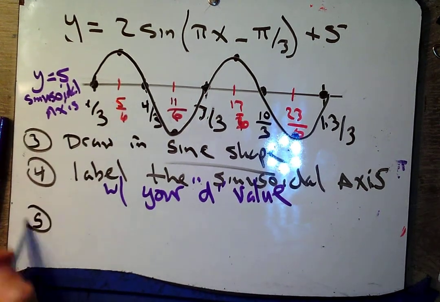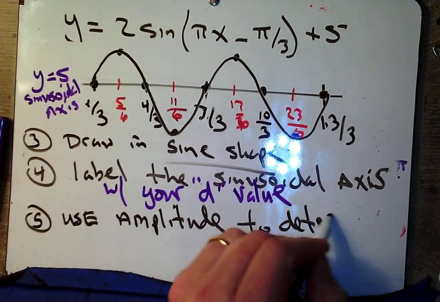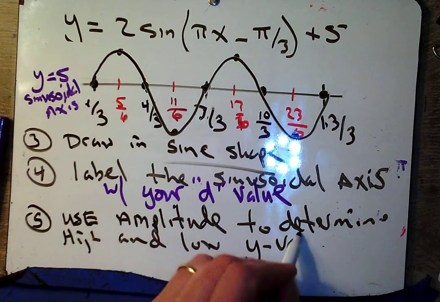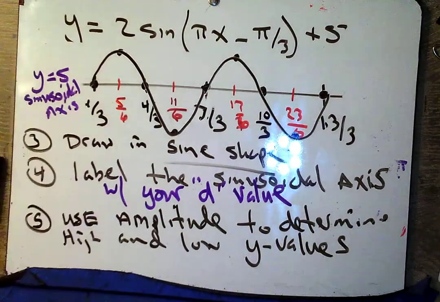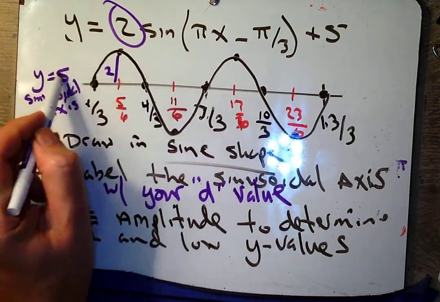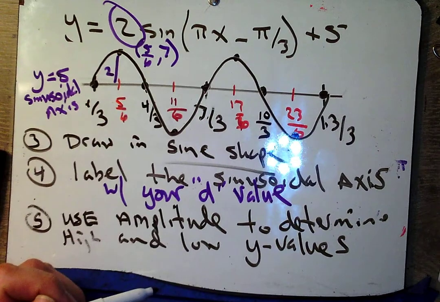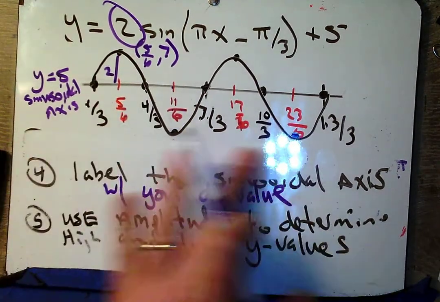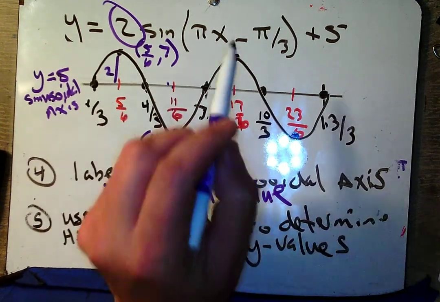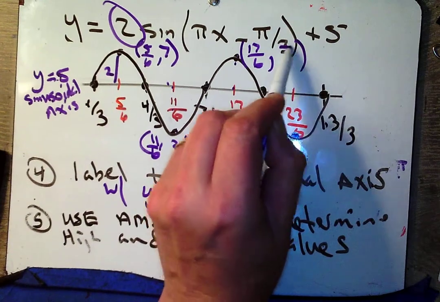Finally, step 5, we'll use amplitude to determine high and low y values. And how will we do that? Well, our amplitude is 2. So 5, and this is 2. So 5 plus 2 means this part here at 5 pi over 6 will have a y value of 7. And here at 11 pi over 6, will be 5 minus 2 for 3. This point here at 17 sixths, this point will be 5 plus 2 or 7.